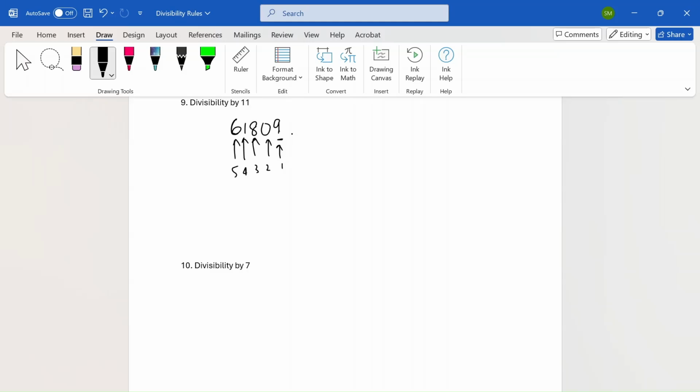So now you see what are the odd places from the right side: first place, third place, and fifth place. So let us write the numbers which are at odd places. They are 9, 8, and 6. All right. Now let me see which are the numbers at even places. They are 0 and 1.